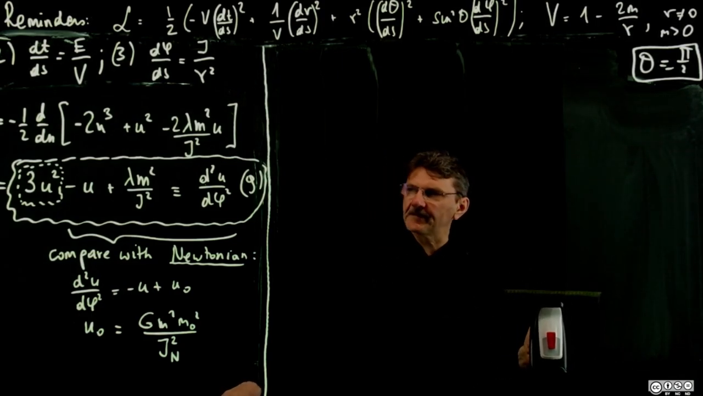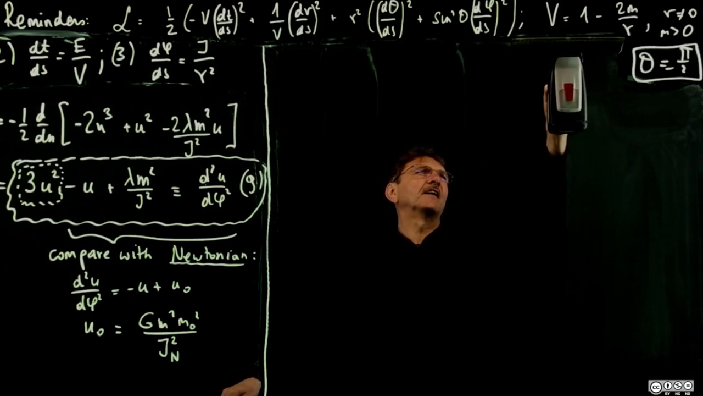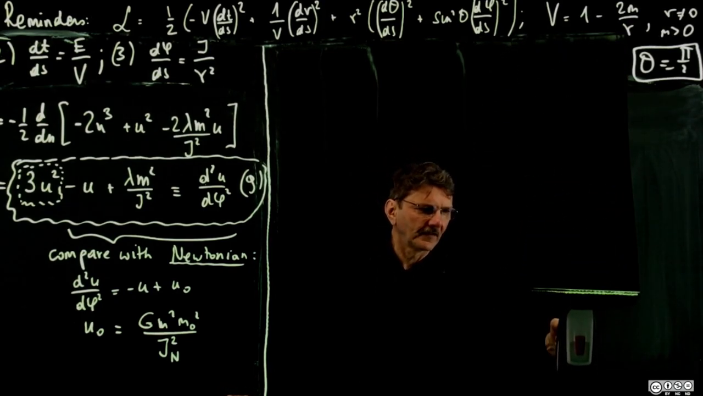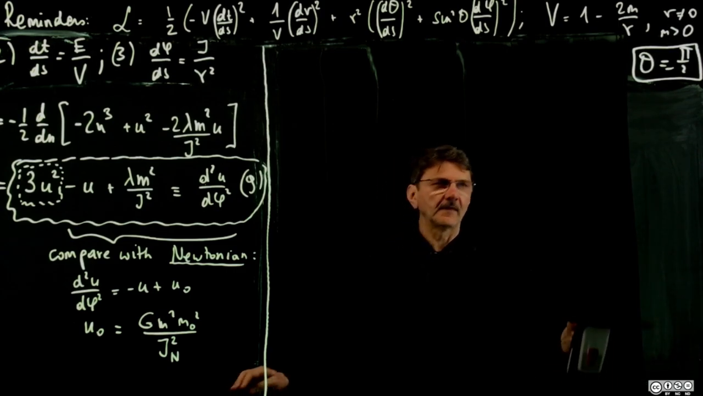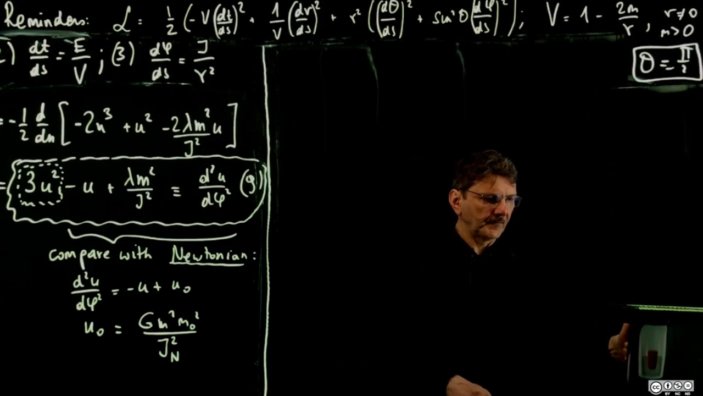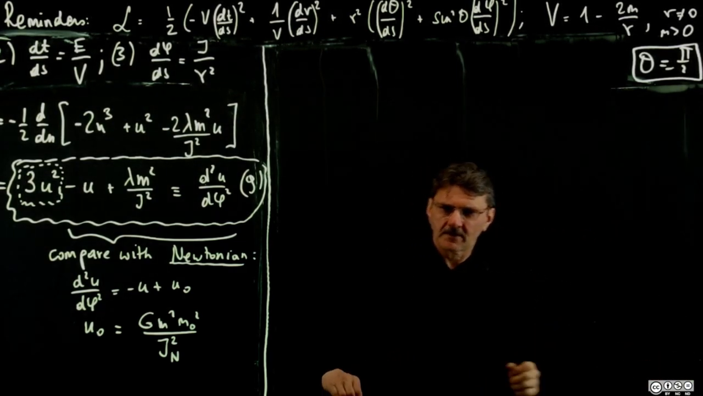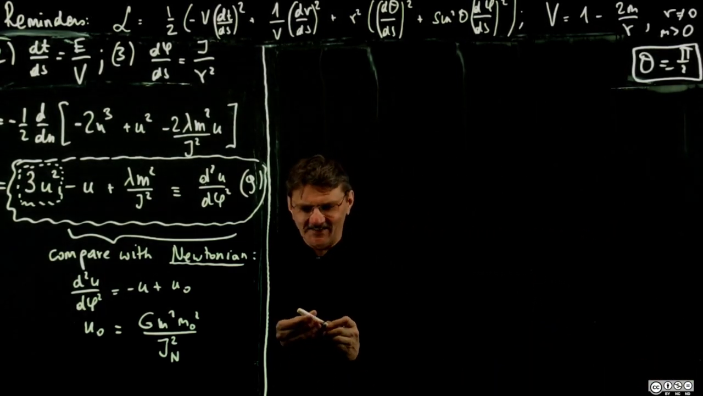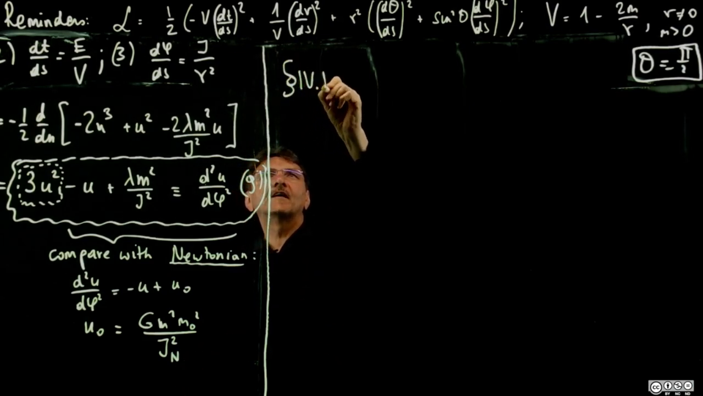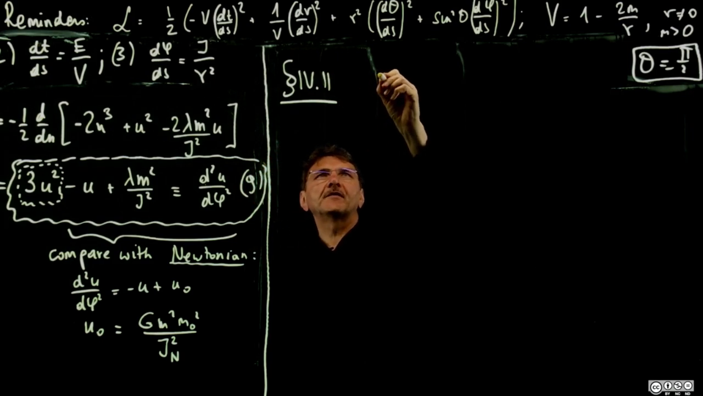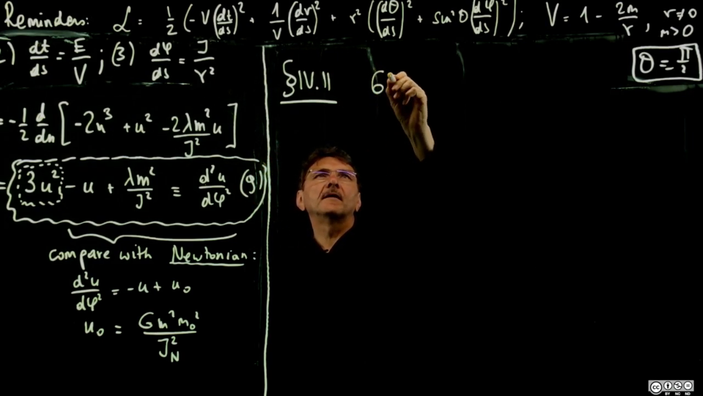So while I'm erasing, Eva, can you figure out what's the number of the next section? Should be 5.11? 12? 5.12? 4.11. 4.11, okay. So 4.11, gravitational redshift. Okay.